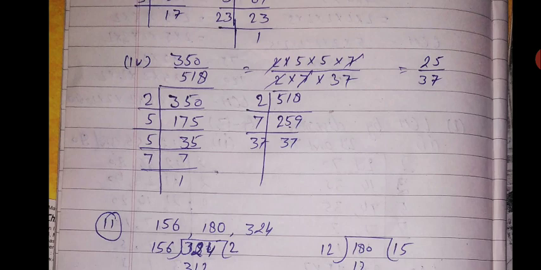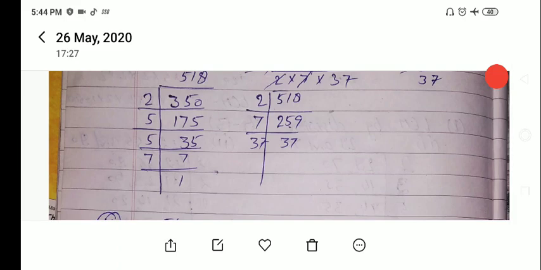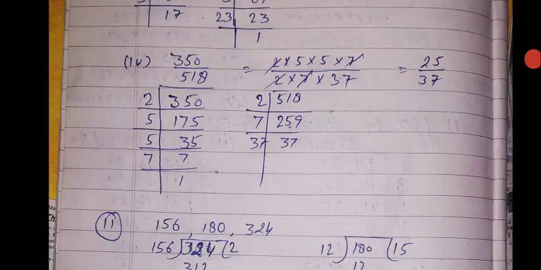Now find the factors of 518. 518 divided by 2 gives 259, and 259 divided by 7 gives 37, and the factors of 37 will be 37 into 1 only. Now we write these factors like this: 2 into 5 into 5 into 7, and 518's factors are 2 into 7 into 37. The common numbers we will cut, 2 with 2 and 7 with 7. On the upper side we get 25 and on the lower side 37. Then the answer will be 25 by 37.